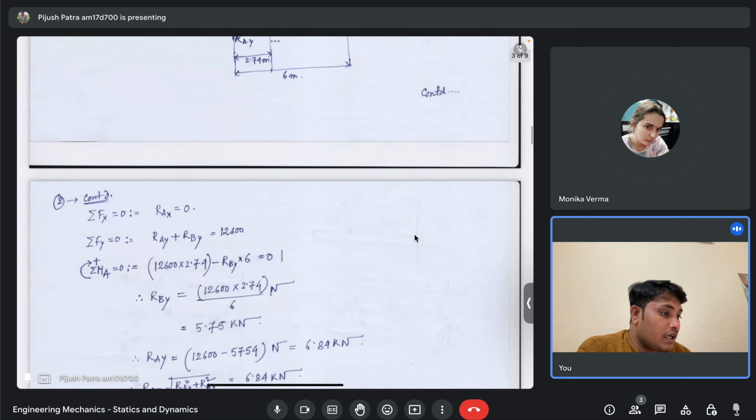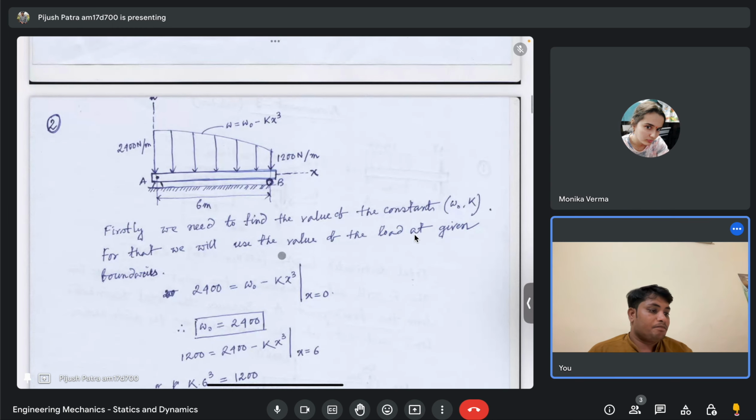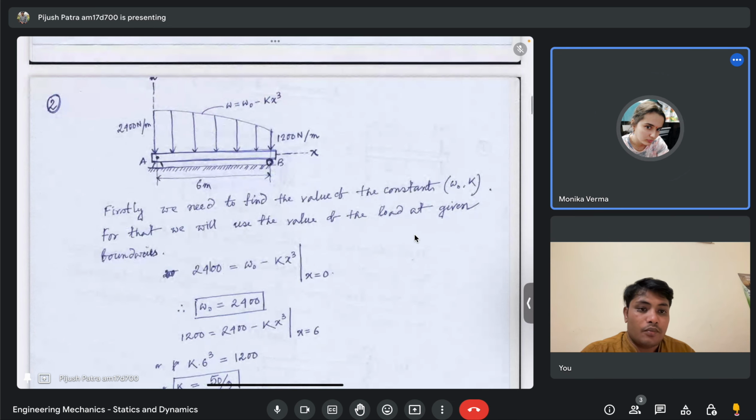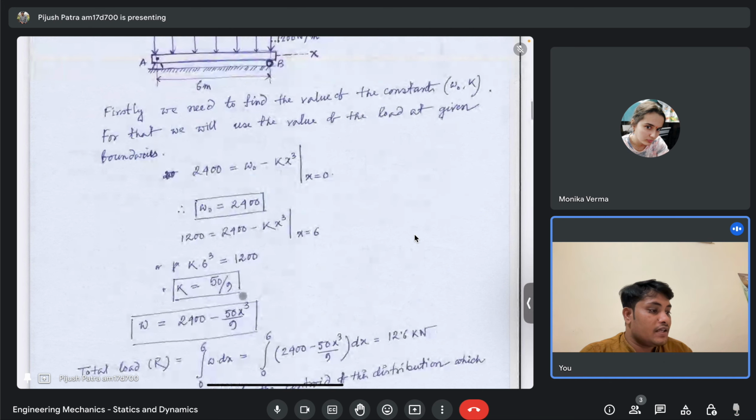Are you able to see my screen? Yes, sir. Okay, so you look at this. At x equals 0, W equals 2400, right? So 2400 equals W0 minus Kx cubed, where x equals 0, that means W0 equals 2400. And in the other case, you have 1200 equal to W0 minus Kx cubed, where x equals 6, and the value of W0 equals 2400.